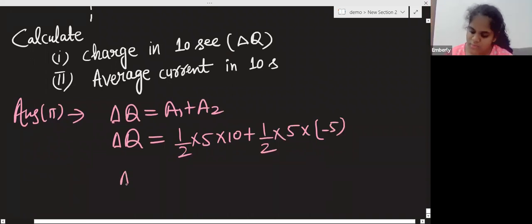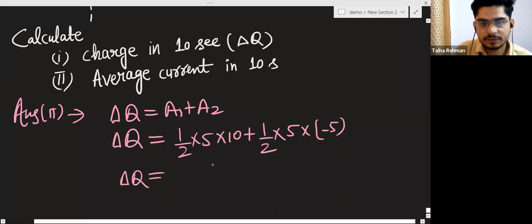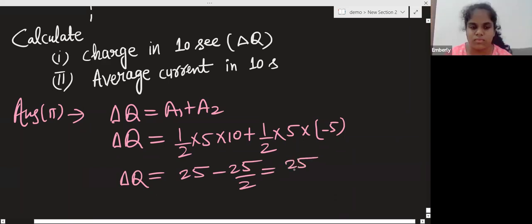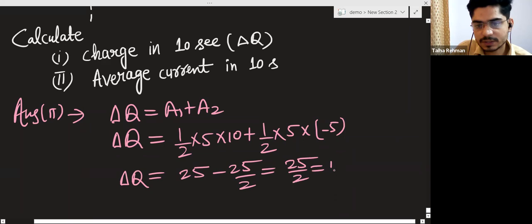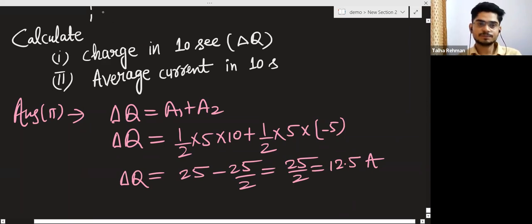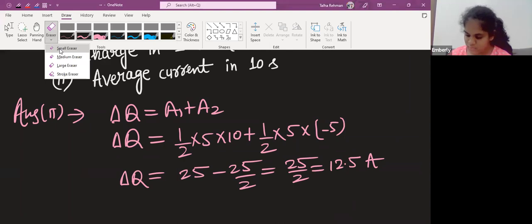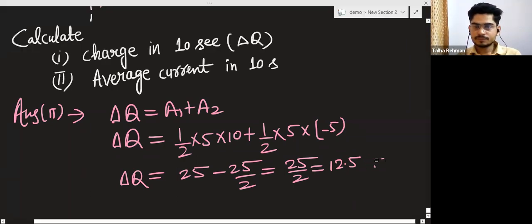Okay. So from here we can calculate this. This will become 25 minus 25 by 2, and we will get the answer 25 by 2, that is, you can say 12.5 coulomb.